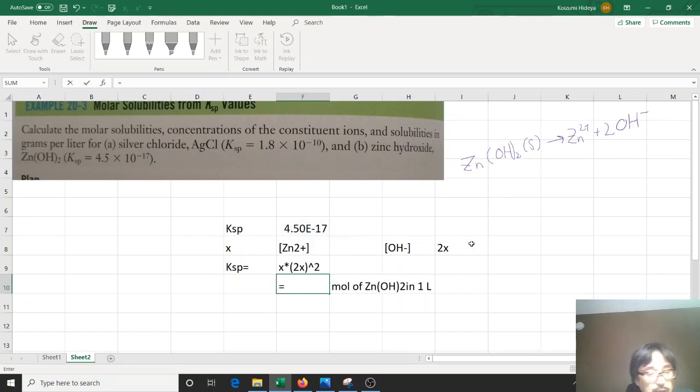So x is equal to Ksp divided by 4, but I'm going to put parentheses because I'm going to have the whole thing to the power of 1/3. Do you know why I'm doing the 1/3? Because it's the inverse of the cube, right? Yep, that's the number of moles of zinc hydroxide that can dissolve in 1 liter of the solution.